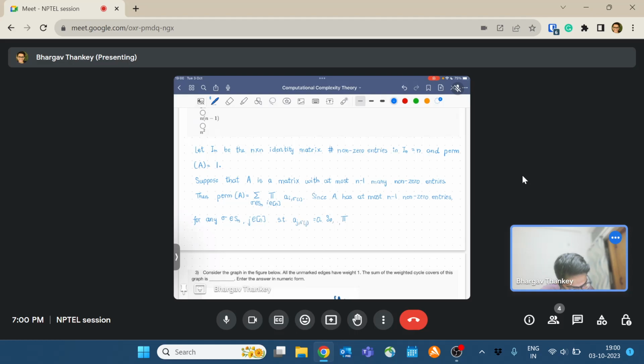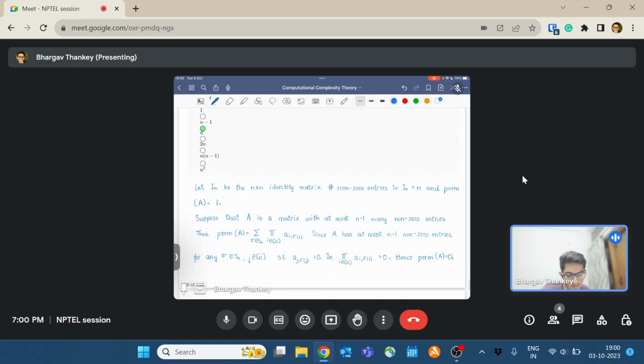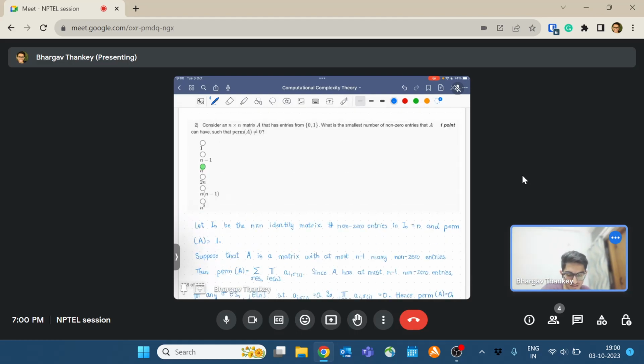As a product, the product of M A_i,sigma(i) is 0 because at least one of them is 0. And since this is true for any arbitrary permutation sigma, the permanent is 0. So no matrix with at most n minus 1 non-zero entries can have a non-zero permanent, and so the answer is n.